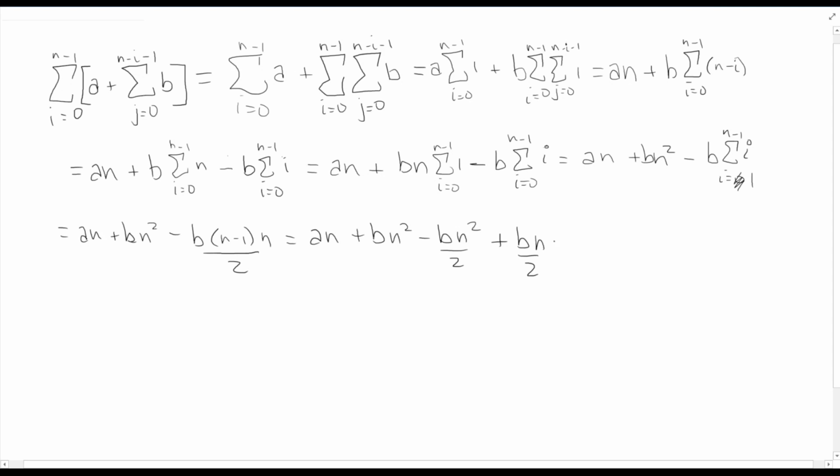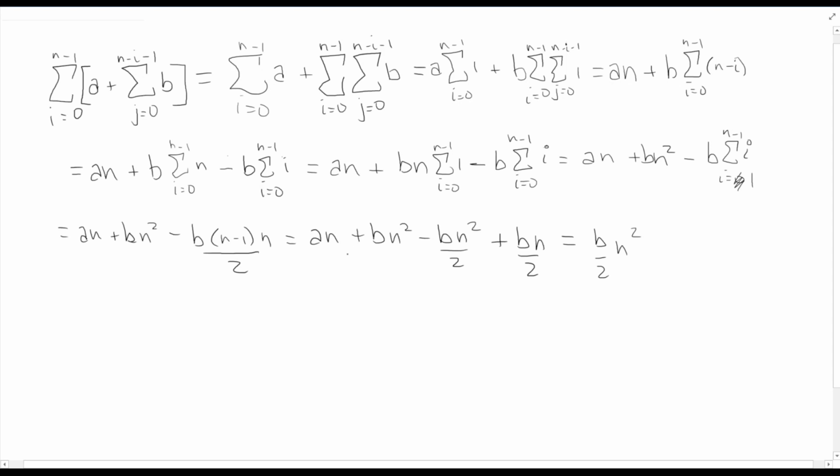Okay, bn over 2. And for completion, it's worthwhile for us to gather our like terms together. First of all, this one cancels out kind of nicely. I'm going to write it as b over 2 times n squared, isolating the constant coefficient. b over 2 is a constant, n squared is the variable.